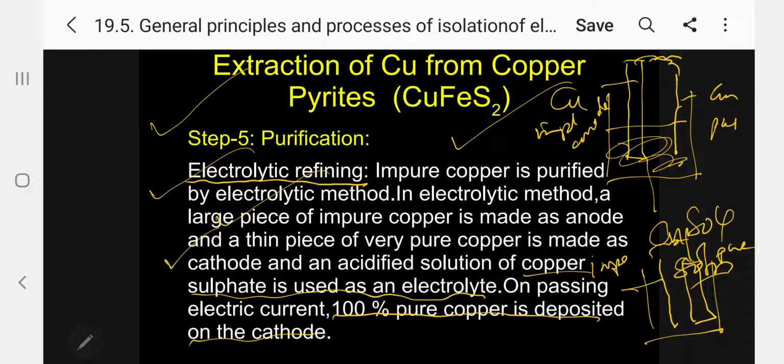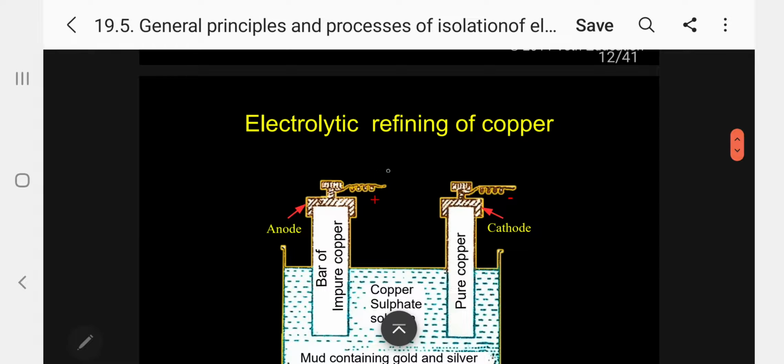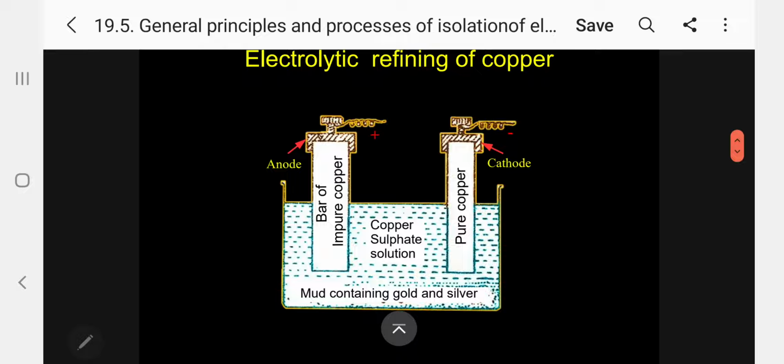So they are externally connected, and inside is copper sulfate. Kindly follow. So what will happen now? Impure copper is converted into 100% pure copper by electrolytic refining. Kindly follow. So this is actually the vessel. Kindly follow what I am showing here. This is the vessel. We are taking copper sulfate as electrolyte.